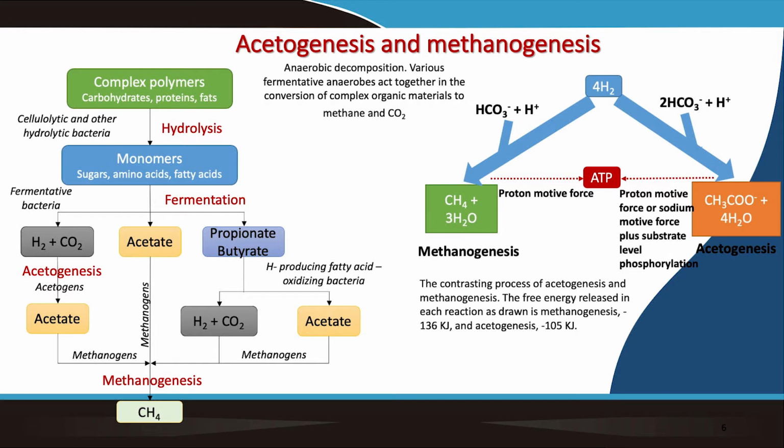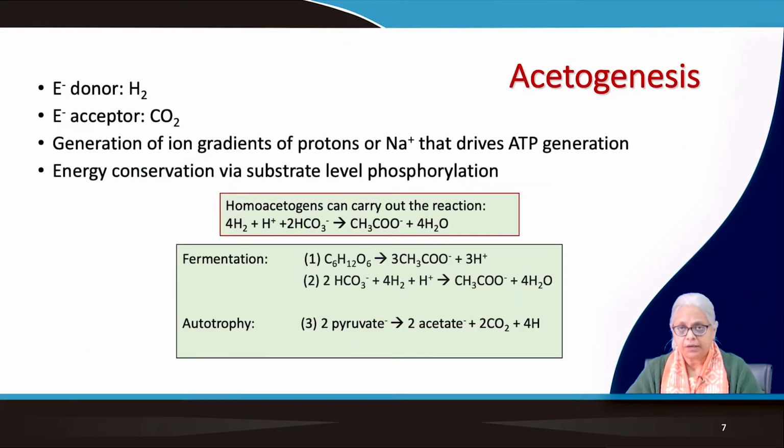acetogenesis as well. The electron donors are hydrogen, nitrate, thiosulfate, and the electron acceptor is considered to be carbon dioxide. So the electron donor, like I said, is hydrogen, and the electron acceptor is CO2. The generation of ion gradients of protons or sodium that drive ATP generation is the principle behind this process. Energy is conserved in the substrate level phosphorylation reaction. These homoacetogenic bacteria will utilize hydrogen along with protons and bicarbonate, converting them to acetate and water.